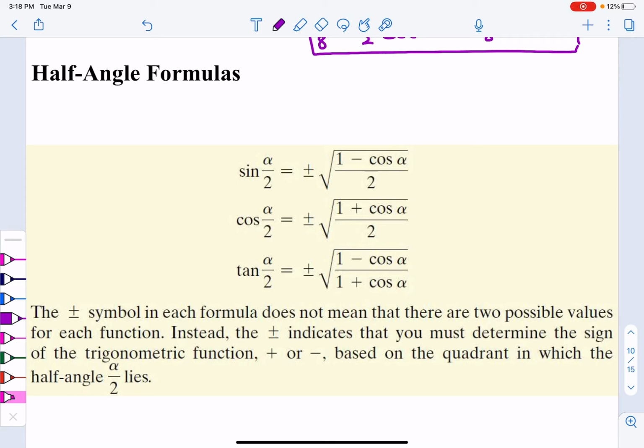Is it a positive or is it a negative based on the quadrant in which the half angle lies? So this positive or negative is going to be based on the quadrant in which that half angle lies. So it's not positive or negative in the sense of plus or minus. You have to determine which one it's going to be.